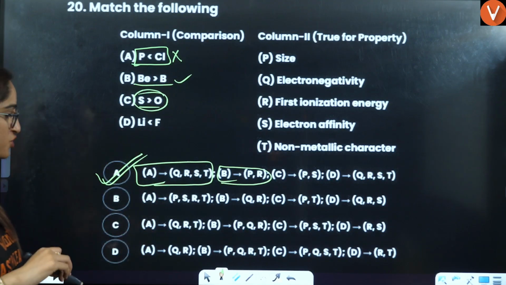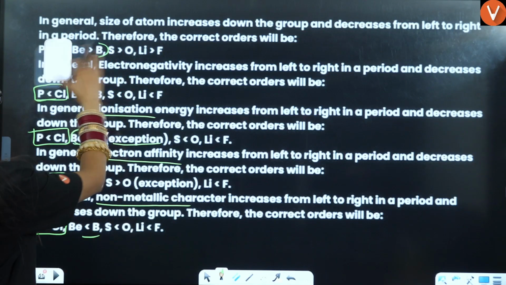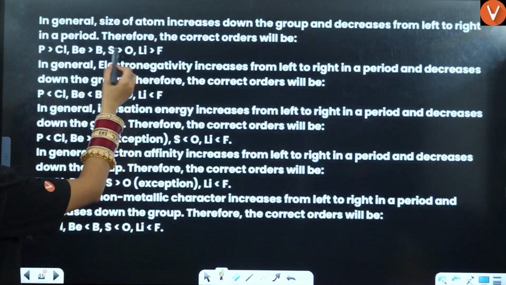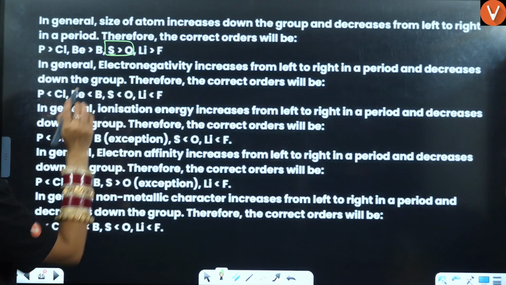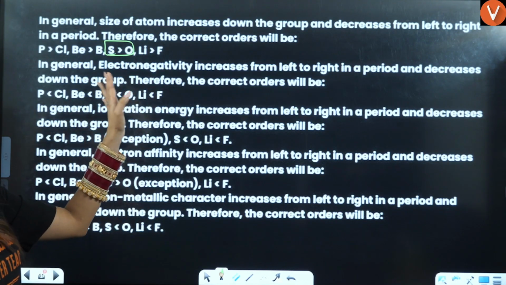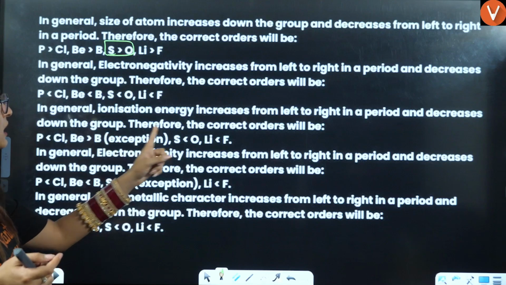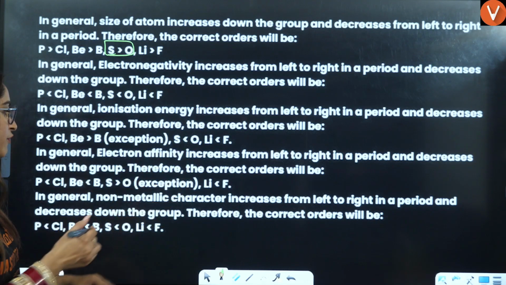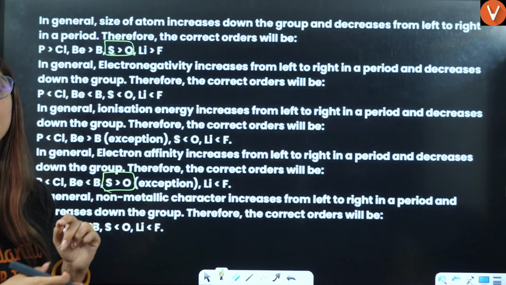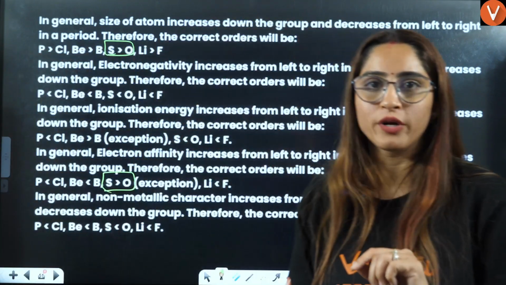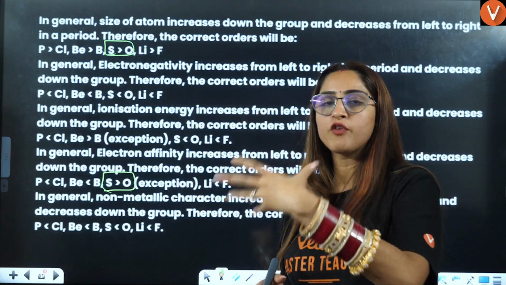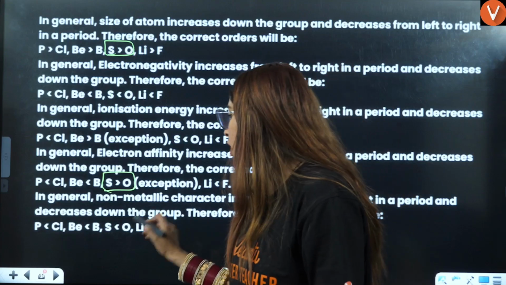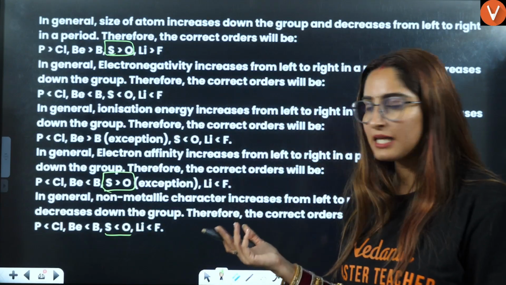Next is sulfur and oxygen. Talking about sulfur and oxygen, size is greater for sulfur, definitely, right? But if you talk about electronegativity, that of oxygen is greater, right? Then ionization energy of oxygen is greater. Then talking about the electron affinity, that of sulfur is greater. Why? Because oxygen has lone pair electrons on it. So because of the electronic repulsion, it is very difficult to gain an electron, right? Then non-metallic character of oxygen is more, right? Okay.